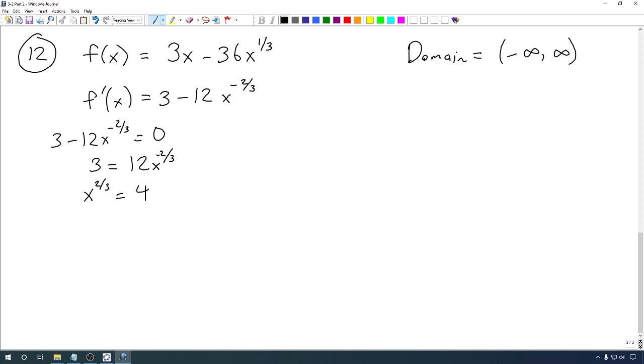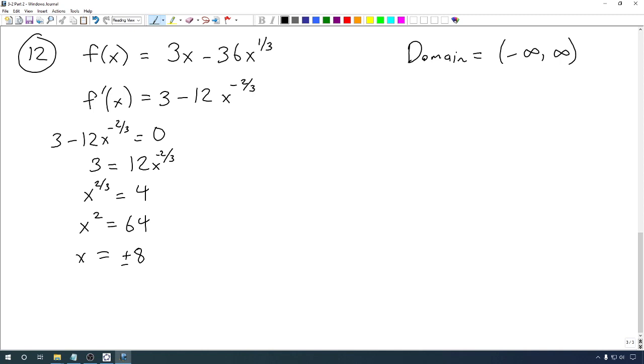Next, I want to get rid of the over 3 part. That means I'm going to cube both sides of this. That's just going to turn this into an x squared over here. 4 cubed is actually 64. And then if I take the square root, square root of 64 is 8 or negative 8. Don't forget that negative there. We actually do have 2 critical points from that. We have one at negative 8, we have one at 8.